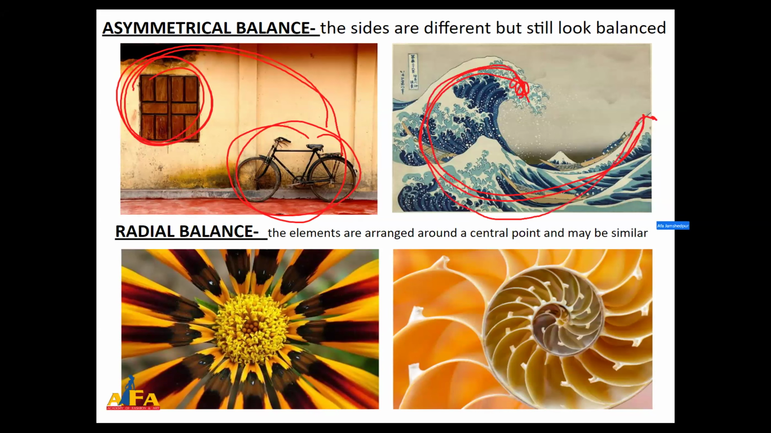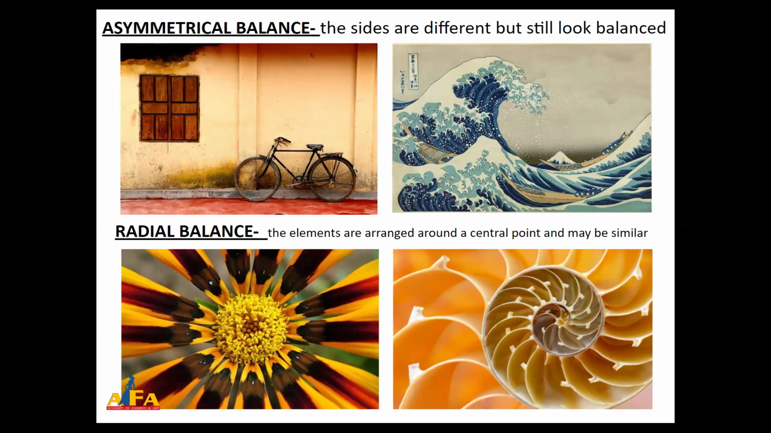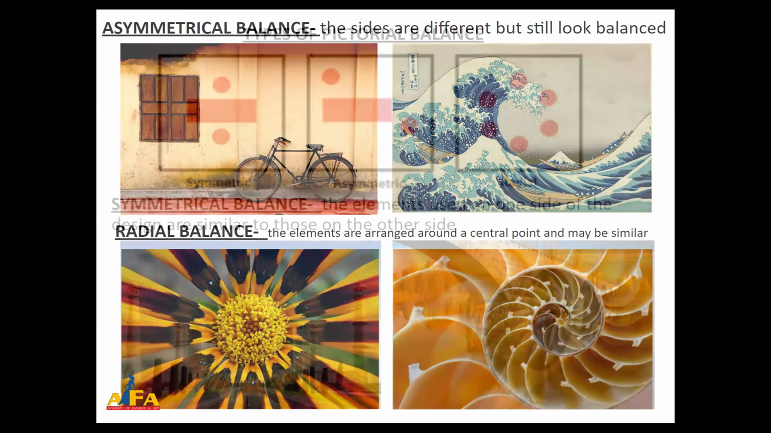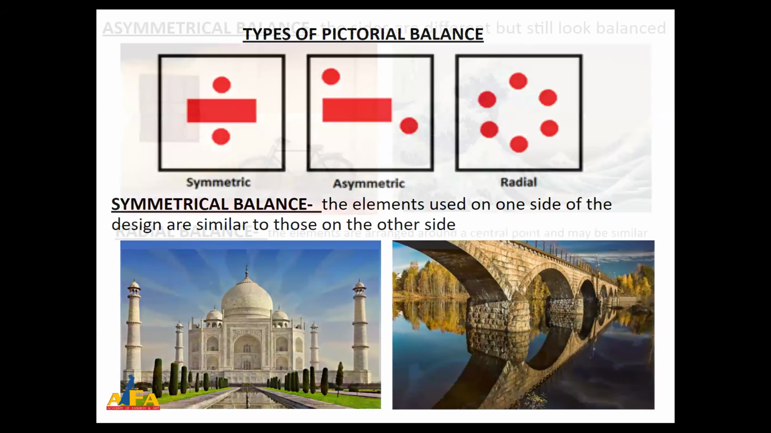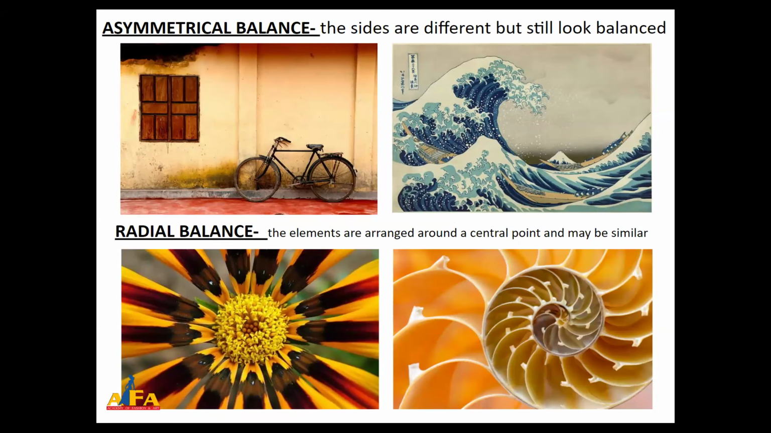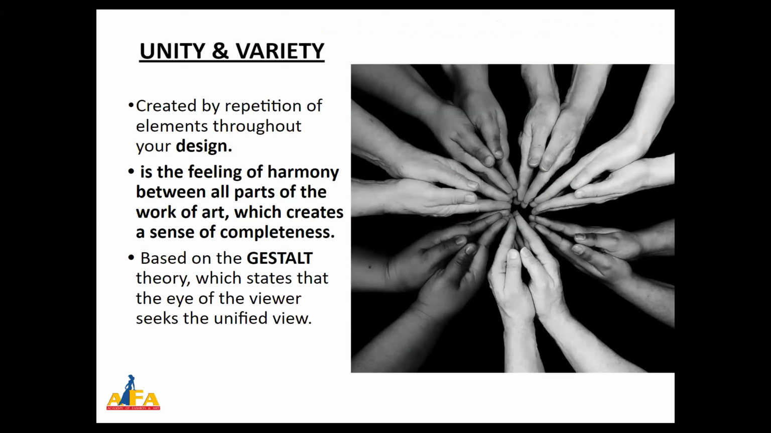So this is asymmetrical. And radial मतलब circular. ठीक है? Circular. आप ये देखो, spiral. This is also circular. So this is known as radial balance. Class, did you understand symmetrical balance, asymmetrical balance, and radial balance? Yes, ma'am. Should I proceed? Yes, ma'am. Now, one more thing you have to check.